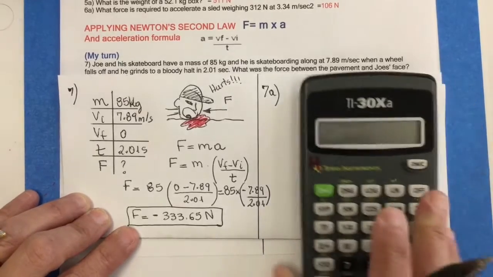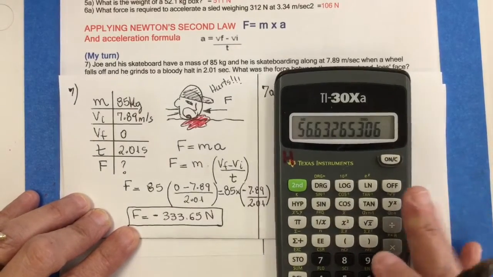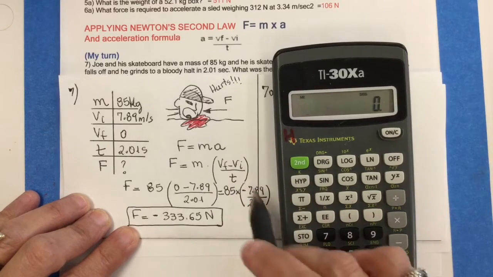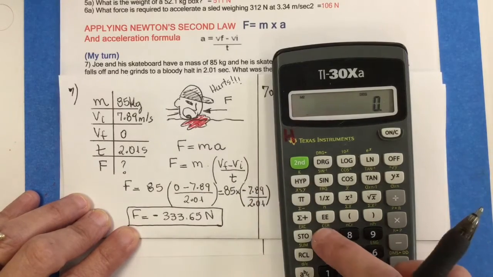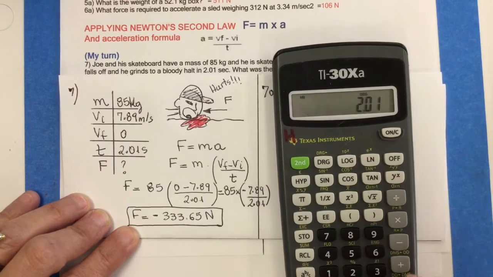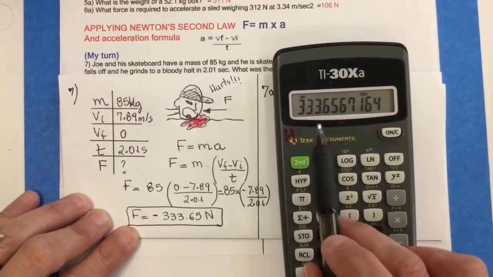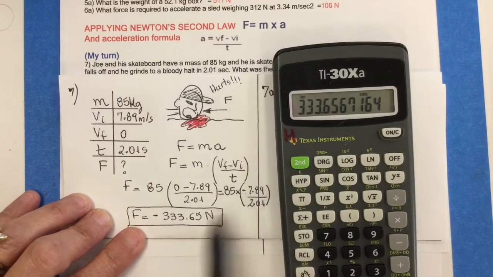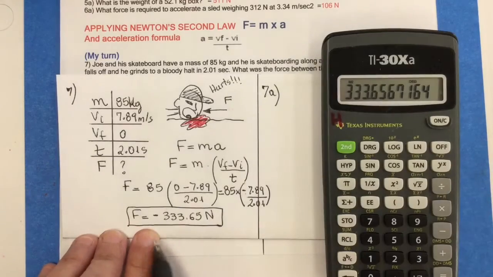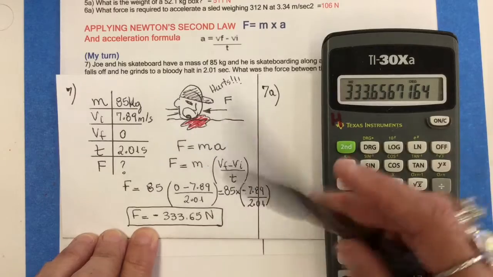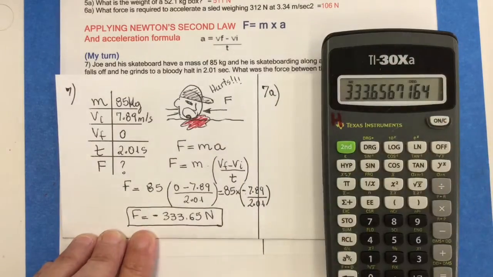So what you do here is you get your calculator, and you can solve this fraction first. 7.89 divided by 2.01 times 85. So we have negative 336.65. So that's why this force ended up being negative, because it's opposing the motion.